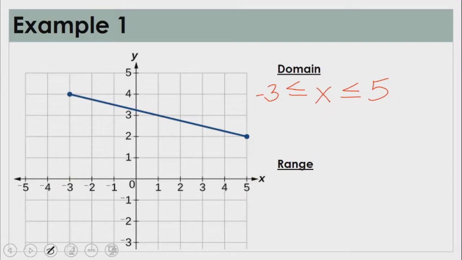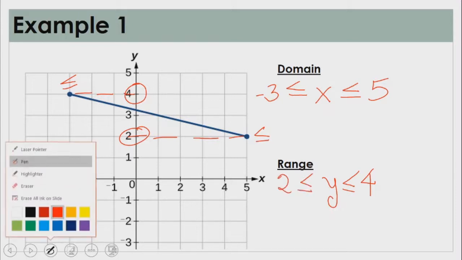For the range, you also want to ask, what is the bottom value, that is the minimum, and what is the top value, that is the maximum? In this case, the bottom value is +2, and the top value, or the maximum point, is +4. Is it open or closed? For the range, we have y, and don't forget, x for domain, y for range. So the maximum value in this case is 4, and the minimum value is 2.